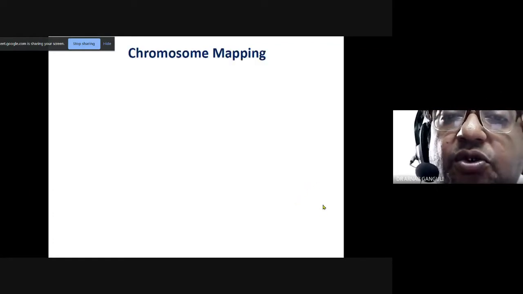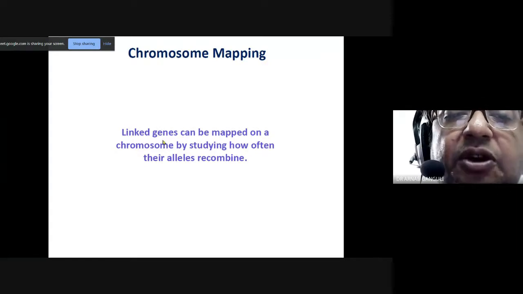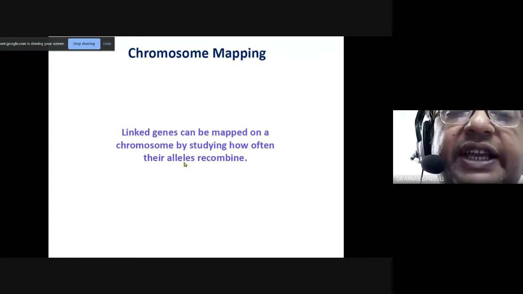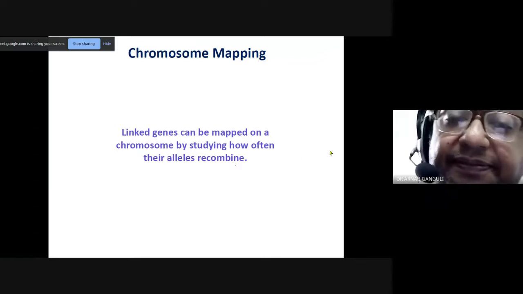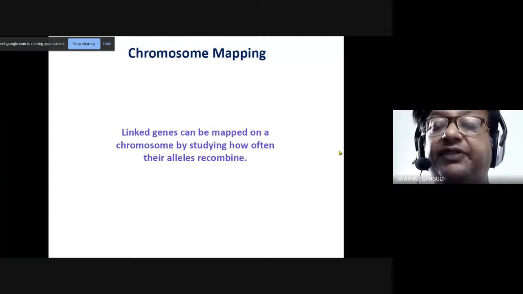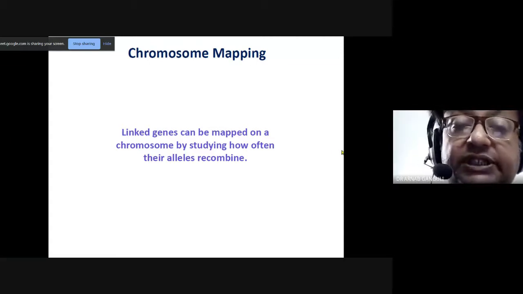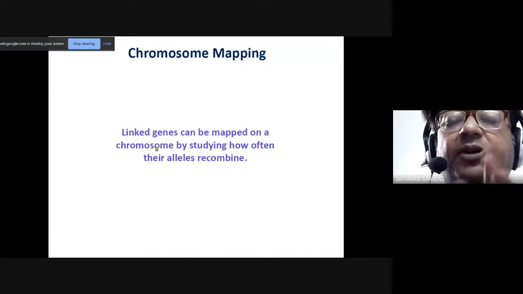Now let us go to chromosome mapping. Linked genes can be mapped on a chromosome by studying how often their alleles recombine. Based on the recombination frequencies, how much this crossing over is taking place between the two genes, they can be mapped on a chromosome.